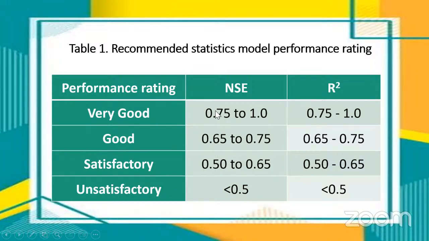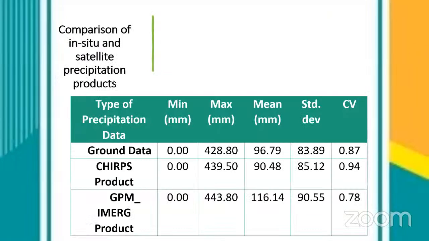If it gives you a result of less than 0.5, then that model is unsatisfactory. So here we need to compare first the ground data to one satellite data called Turbines, and then the ground data to another satellite data called GBM-IMERS. Then we need to know the one that gives us very good results, and we can use that one as an alternative. So these are the results.